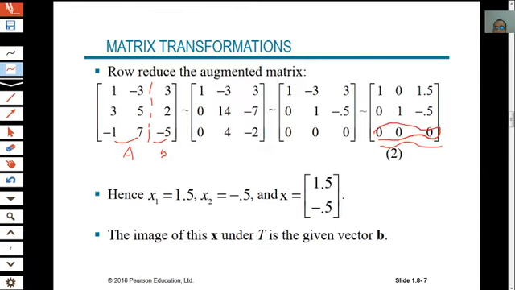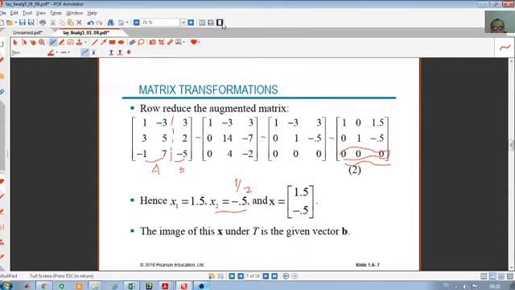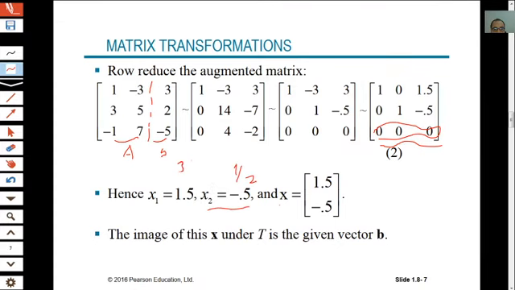We don't have any problem for the third row. When we look at the second row, we can find the second variable of the system, which is equal to 0.5, this one over 2. And x1 is easily equal to 3 over 5. And the image of this x under T is the given vector b.